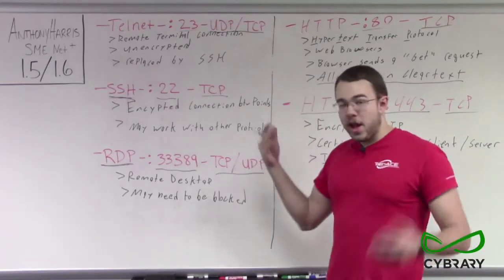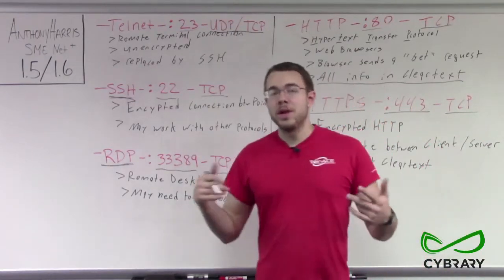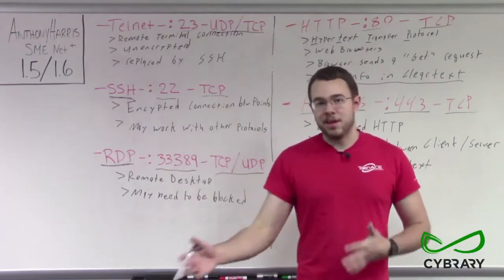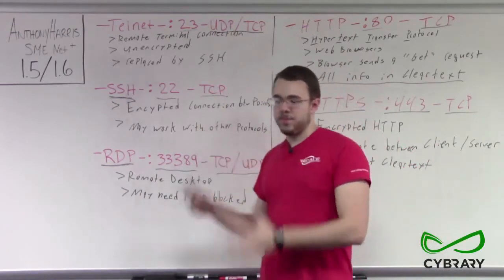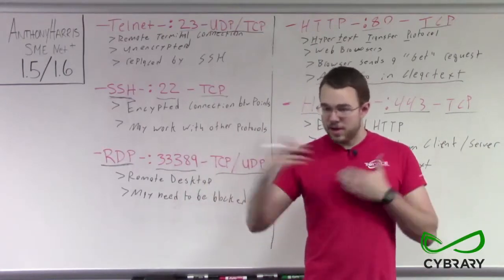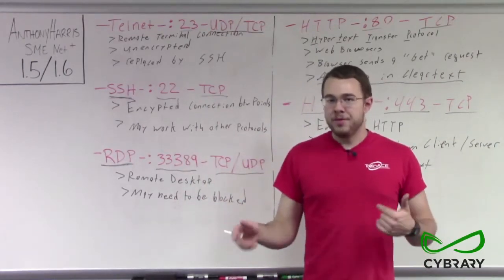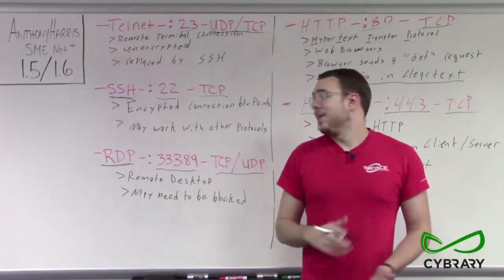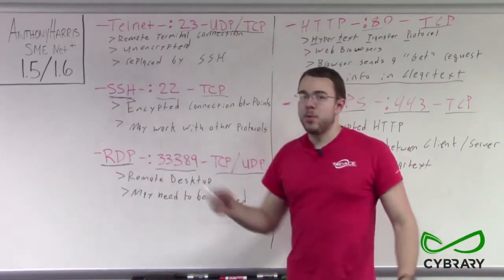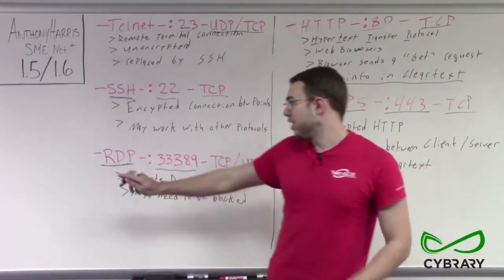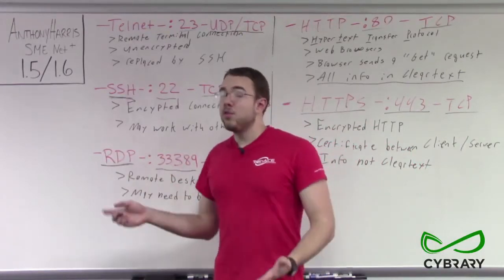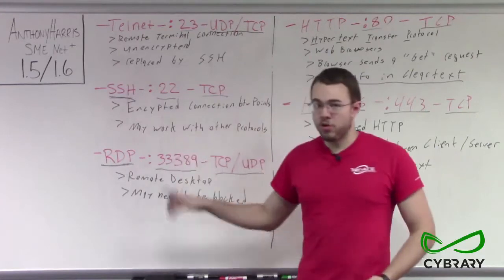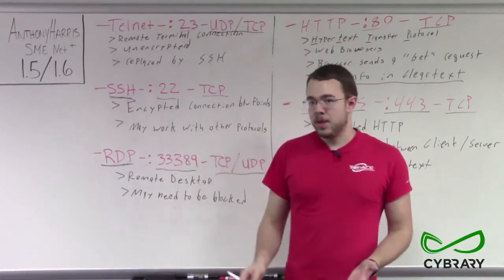Now, if we're in an internal environment where we need to initiate these remote desktop connections between clients because we have desktop support that initiates remote desktop connections, then that's all well and good. But we may not want someone outside our organization attempting to initiate remote desktop connections. So this is where being able to block particular ports with our firewalls comes in handy.